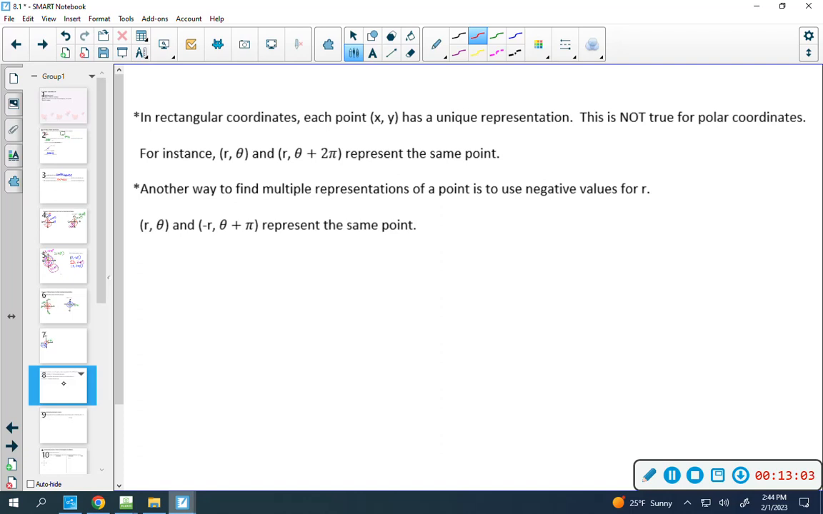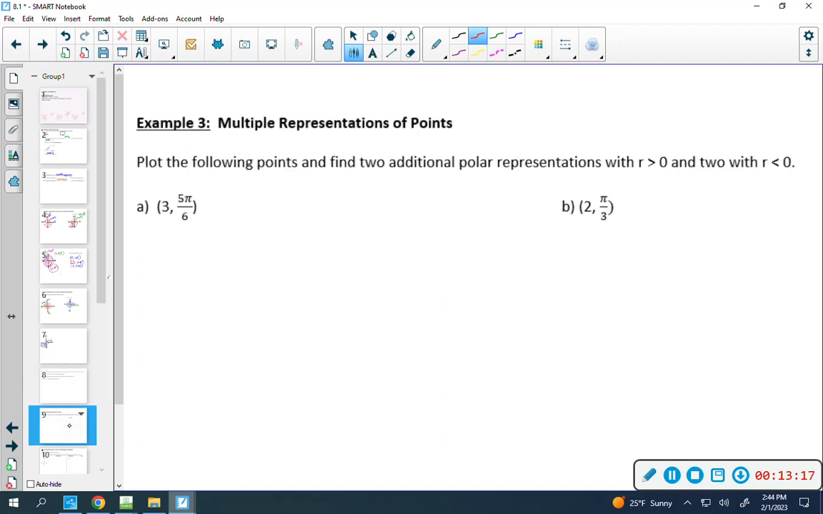Here we go. In rectangular coordinates, we just kind of talked about all of this stuff. Not true from polar coordinates. Obviously, like we saw in the one where we listed the 3 points, you can go positive angles, negative angles, different ways you can move around the circle. That is all that is telling you. So, multiple representation of points. Plot the following points, which we did 3, 5 pi over 6 earlier, and then it wants, of course, 2 more points, one with a positive radius, one with a negative.